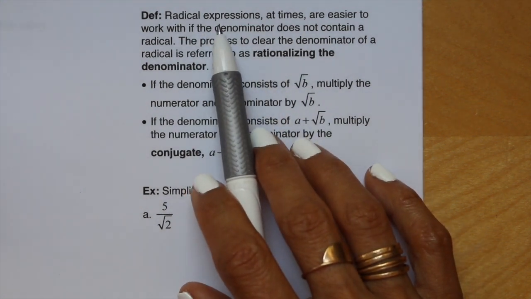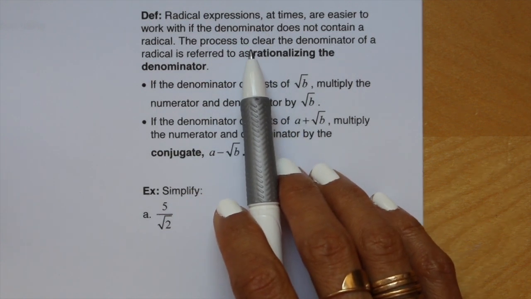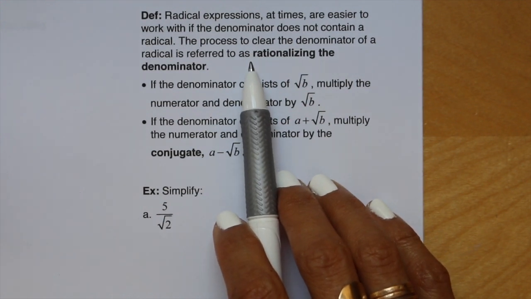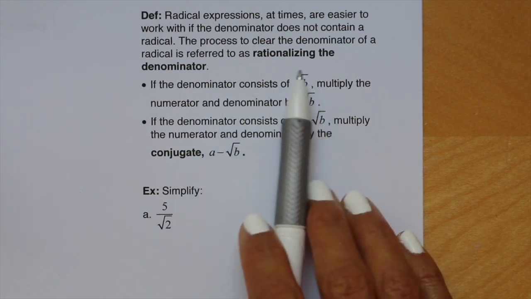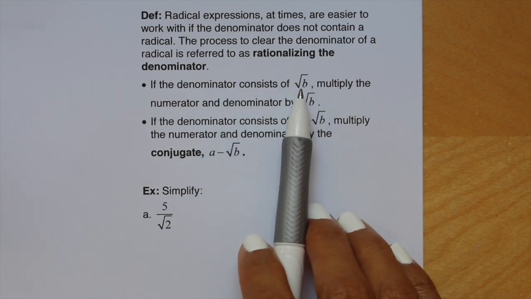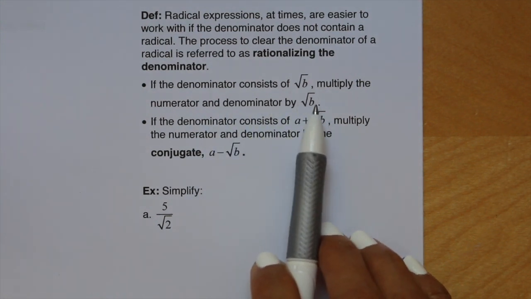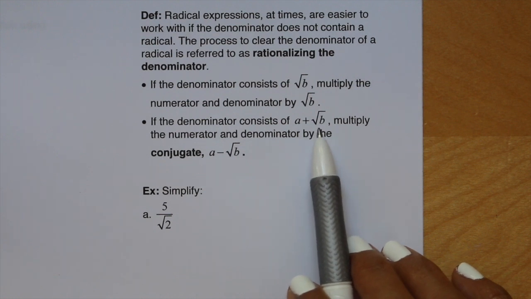So I have this written out. It says radical expressions at times are easier to work with if the denominator does not contain a radical. The process to clear the denominator of a radical is referred to as rationalizing the denominator. So in the denominator, if you have a square root of some number, in order to rationalize it, we're going to multiply the numerator and denominator by that same expression. Another case would be if you have a denominator that has something of the form a plus the square root of b.